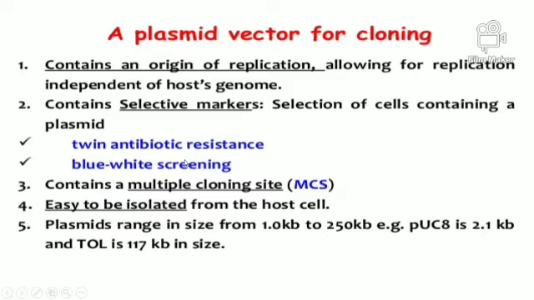Secondly, blue and white screening. Blue and white screening means you can easily screen the plasmid with the twin antibiotic resistance factor by the blue and white screening technique. So you get blue colored growth of bacteria and white colored growth of bacteria. On the basis of this, you can easily distinguish between these two antibiotic resistance factors present in a plasmid.